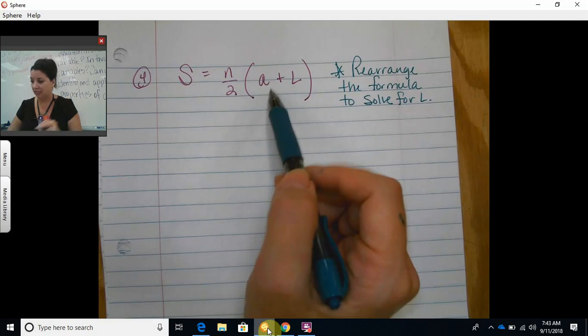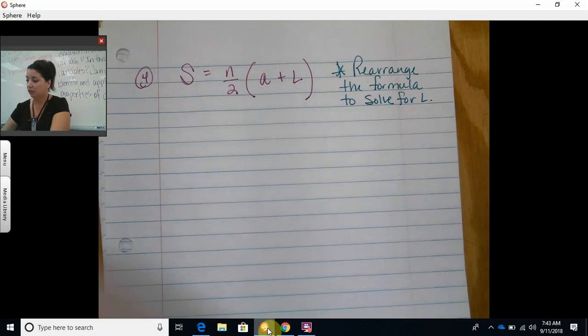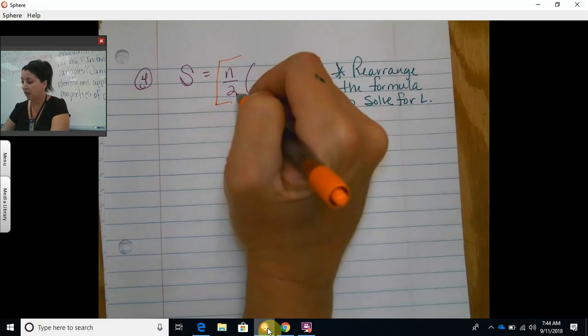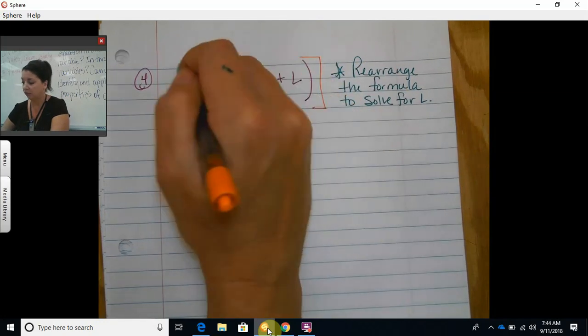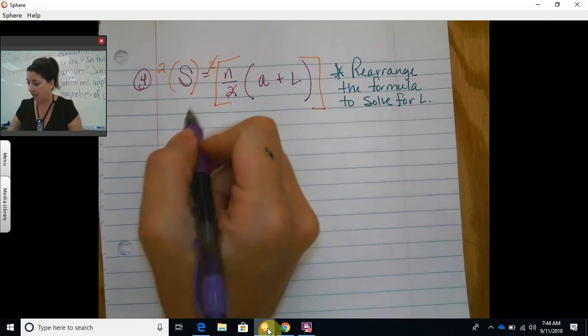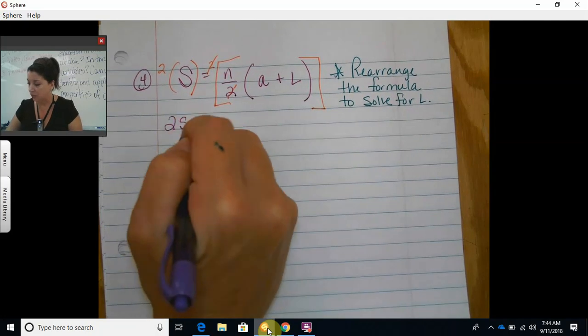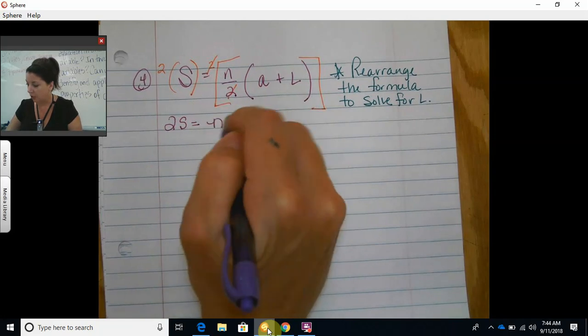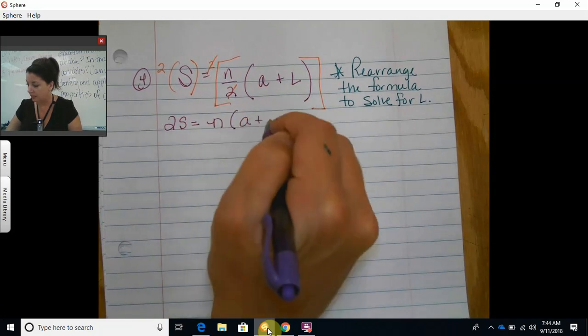So we could easily clear the fractions. Since this technically is one term, you multiply that whole thing by the denominator of 2, and of course you have to multiply the S by 2. And instead of distributing that, making more fractions, you could just get rid of that 2 right away. And then you would have 2S equals, on the right side my 2's cancel, leaves you with n, open parentheses, A plus L.